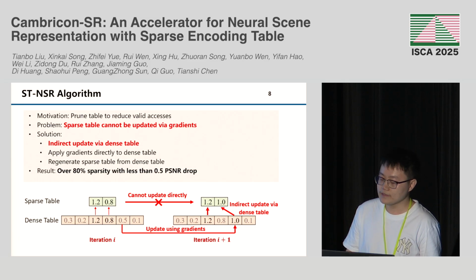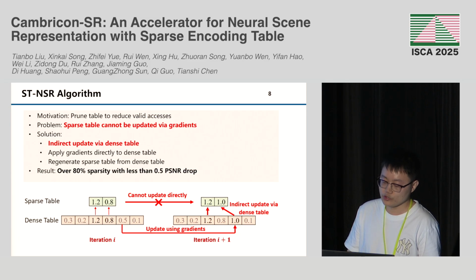To reduce frequent accesses to the encoding table, we propose a sparsity-aware algorithm called ST-NSR. The core idea of ST-NSR is to access a pruned version of the encoding table. We refer to this table as the sparse table, since many entries in the sparse table are pruned into 0. Accesses to those entries can be eliminated. However, the sparse table cannot be directly updated via gradient accumulation because the pruned entries don't exist in the sparse table and cannot be updated.